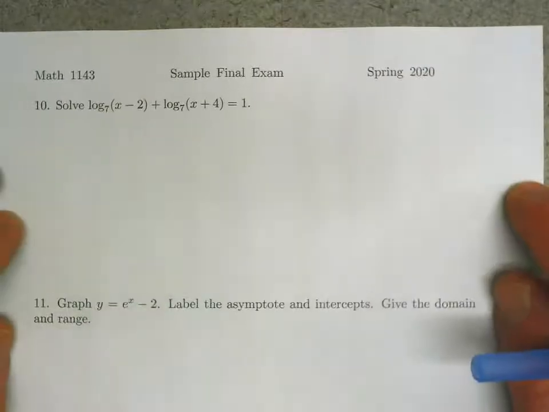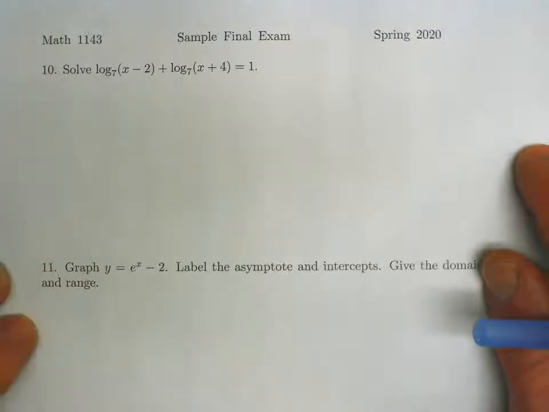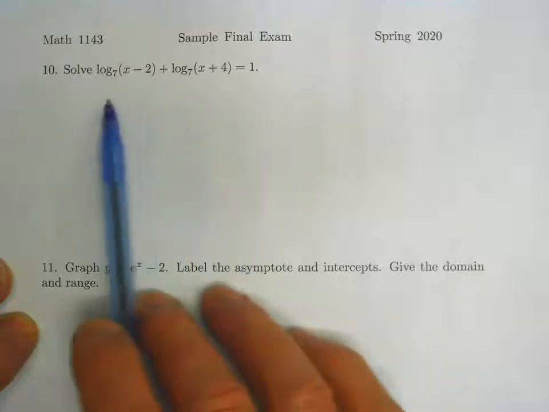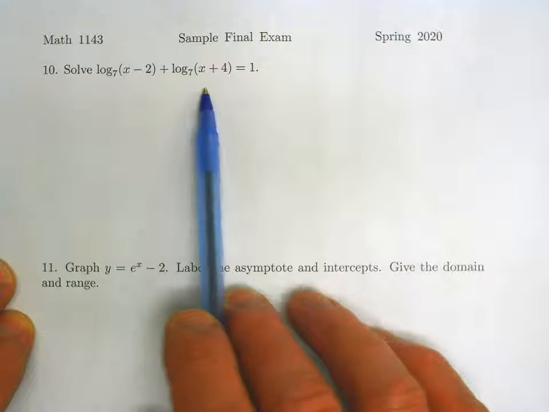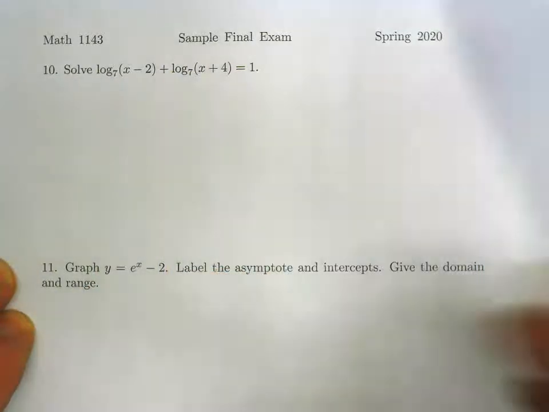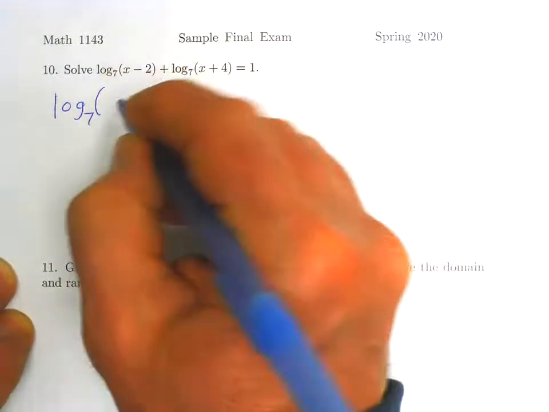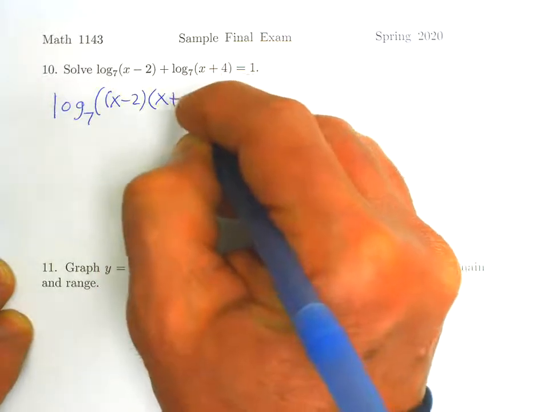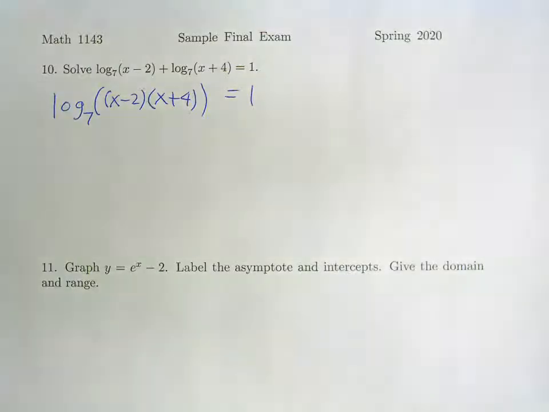Okay, next problem. Another logarithmic equation. Log base 7 of x minus 2 plus log base 7 of x plus 4 equals 1. So the first thing to do, since we're adding two base 7 logarithms where their coefficients are already 1, we can write this as a single base 7 logarithm if we multiply the arguments. So we get this equation. Log base 7 of (x minus 2) times (x plus 4) equals 1.